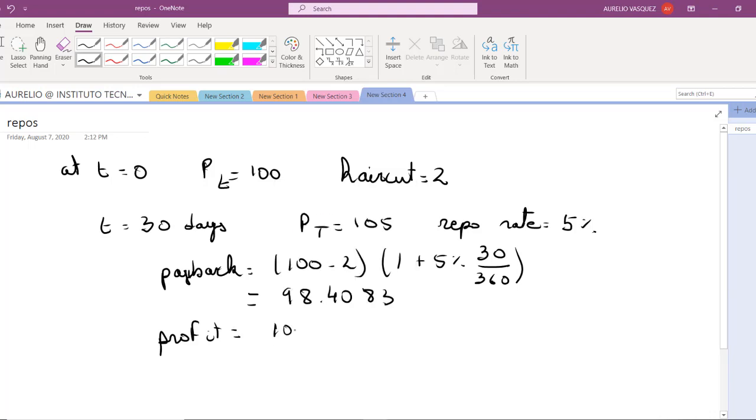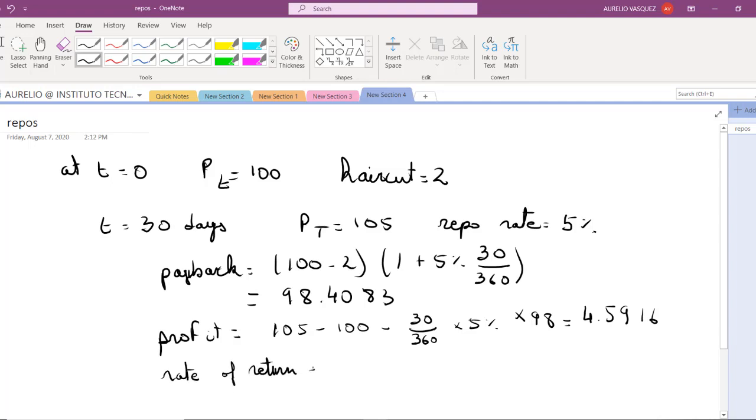Now the profit in this case is going to be quite large because it's basically the 105 at maturity minus the 100 minus the 30 over 360 times 5% times the 98. So in this case, this is equal to 4.5916. And my rate of return is equal to the 4.5916 over my investment, which was the haircut, which is 2. So here I have my haircut. Hence, the rate of return is going to be 230%.